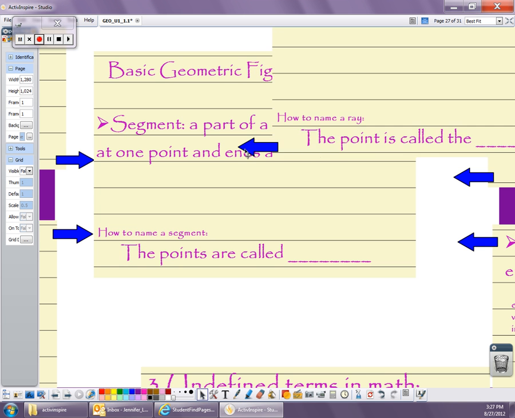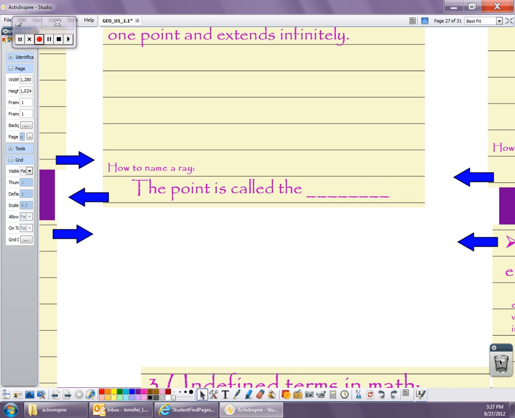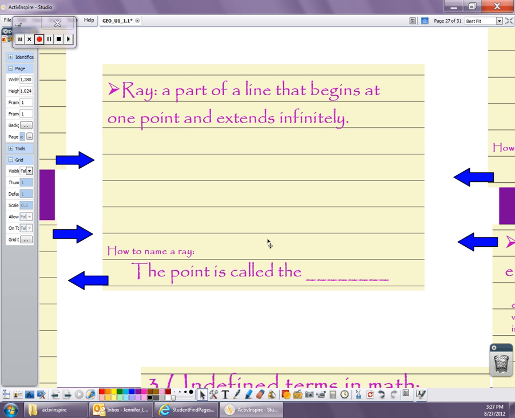The next thing I'm going to ask about is a ray. A ray starts at one endpoint, a part of a line that begins at one point and extends infinitely in one direction pretty much. So I would call this X and this one Y. So how do I name this ray? I would name it XY.